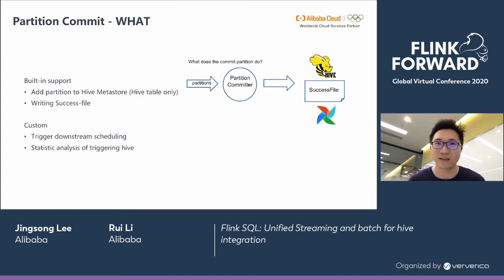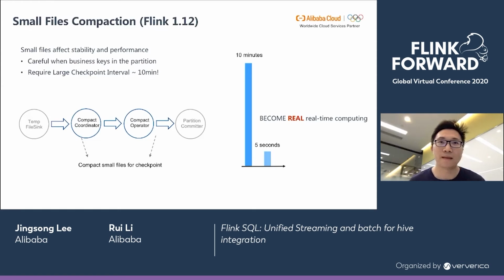With partition commit, there's an intelligent file sync, but you can't set the checkpoint interval too small because that will produce a lot of small files. Small files affect stability and performance. You need to be careful when there are business keys in the partition, and your jobs require a large checkpoint interval, even 10 minutes.